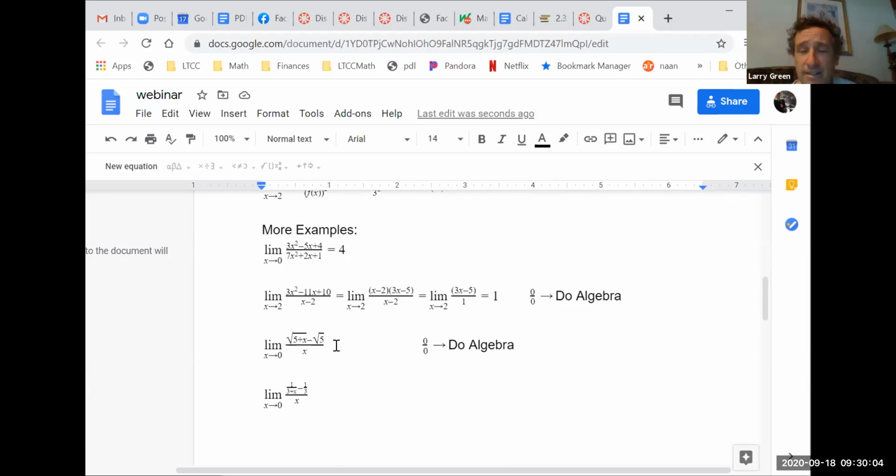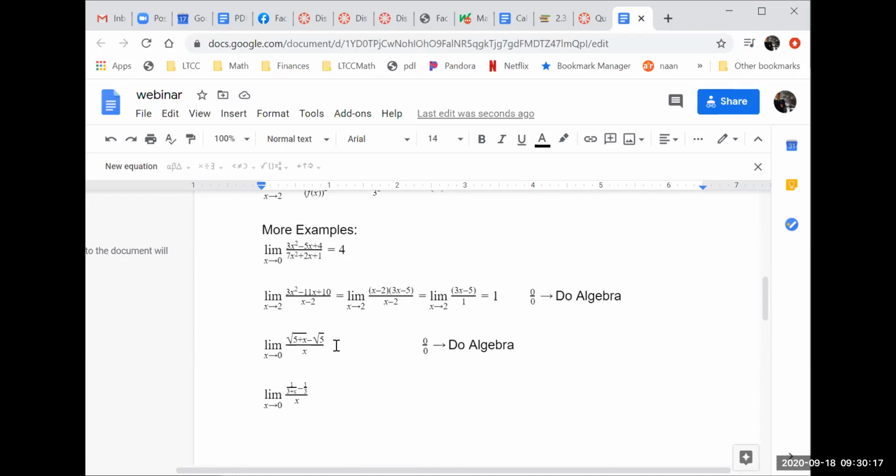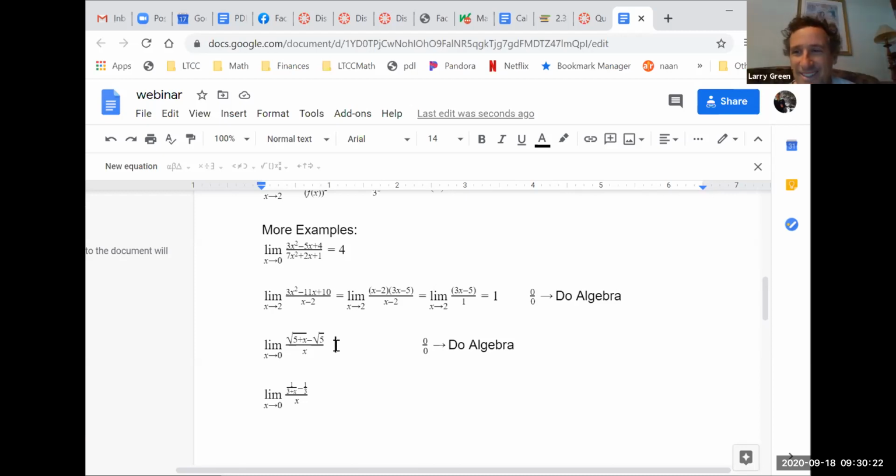Can we factor? No, it's not a polynomial. Only polynomials factor. There are roots, and roots are not nice. Factoring's not going to work, so what we did in the last example will not work on this example. But we're still going to do algebra, you just have to come up with the algebra.